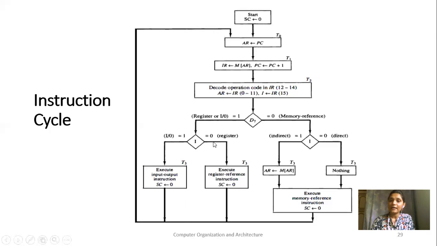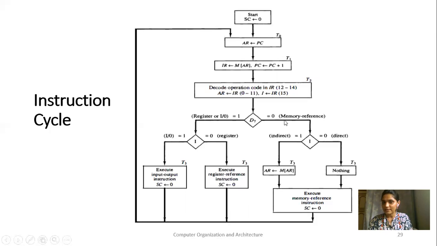Okay, and if your ith bit is 0, then your register reference instruction is executed at T3 time and the sequence counter is going to be 0, and then your next instruction is going to be executed. But what if your D7 signal is not generated?